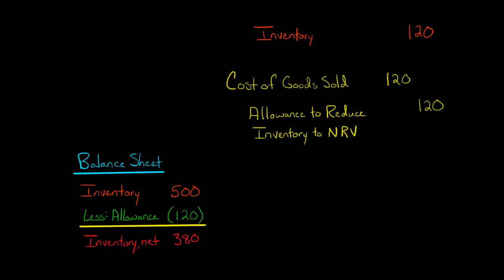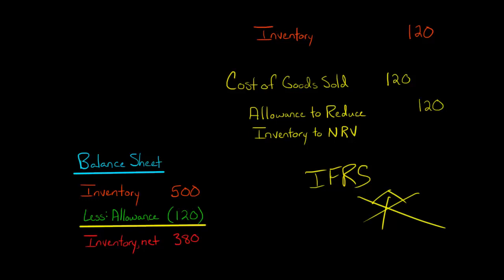So let's just say you make this write-down, and we write it down by $120. We set up this allowance account. Under IFRS, if the value of the inventory were to go back up before you sell the inventory, you could potentially reverse this entry and decrease the allowance account. But under US GAAP, if the value of the inventory goes back up, you would not make a reversal. So that's one difference between IFRS and US GAAP.